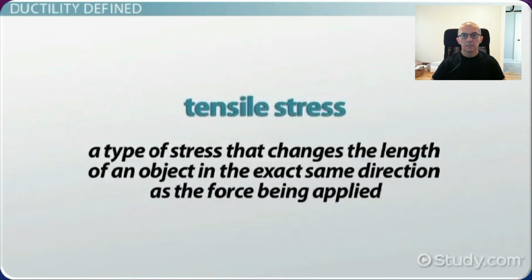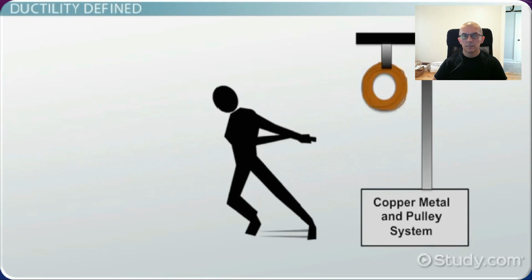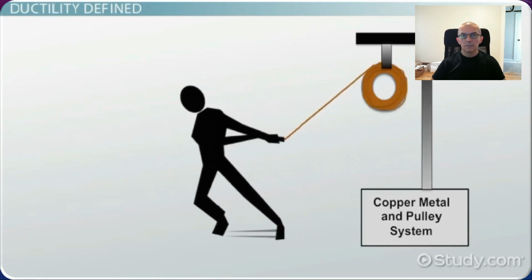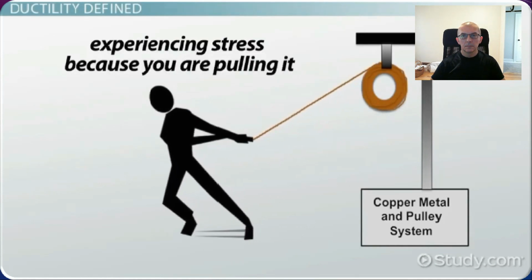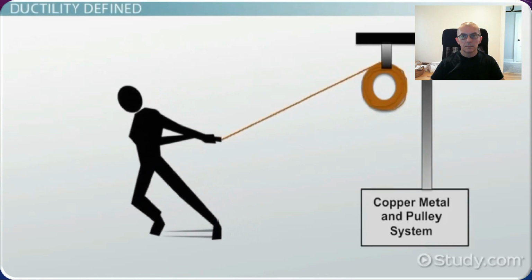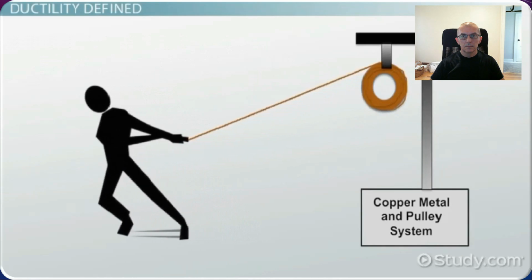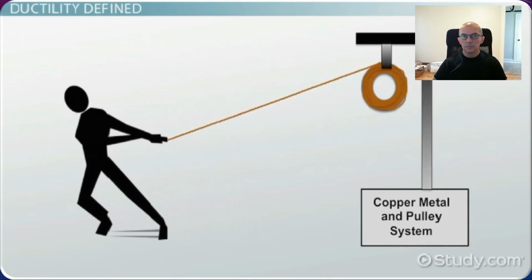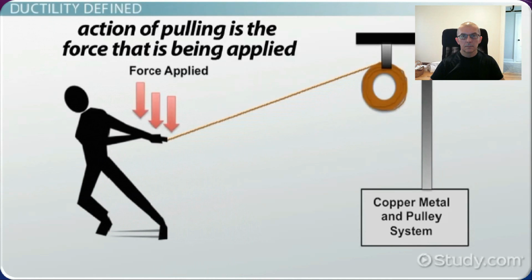Tensile stress refers to a type of stress that changes the length of an object in the exact same direction as the force being applied. Using diagram 1 as a guide, think of tensile stress this way. You grab that piece of copper metal and begin pulling it with your pliers. The copper metal is experiencing stress because you are pulling it, lengthening the metal until it is stretched into a thin copper wire. Your action of pulling is the force that is being applied.